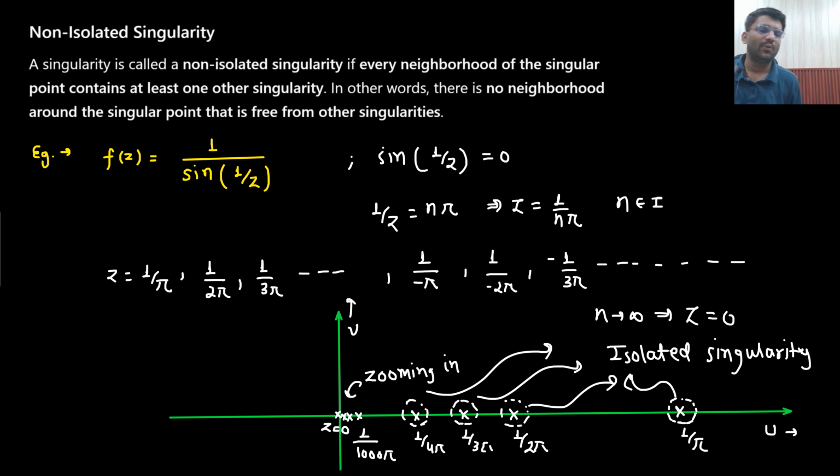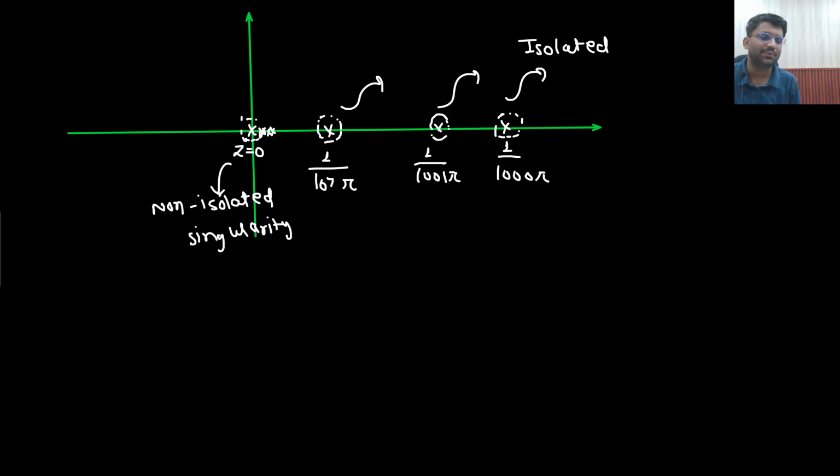So what is the meaning of non-isolated singularity? A singularity is known as non-isolated singularity if every neighborhood of the singular point contains at least one other singularity. In other words, there is no neighborhood around the singular point which is free from other singularities. That means around Z equals 0, he will say that around me there is 1 upon 0.0000000 pi also present. I am not alone; one other singularity is also present.